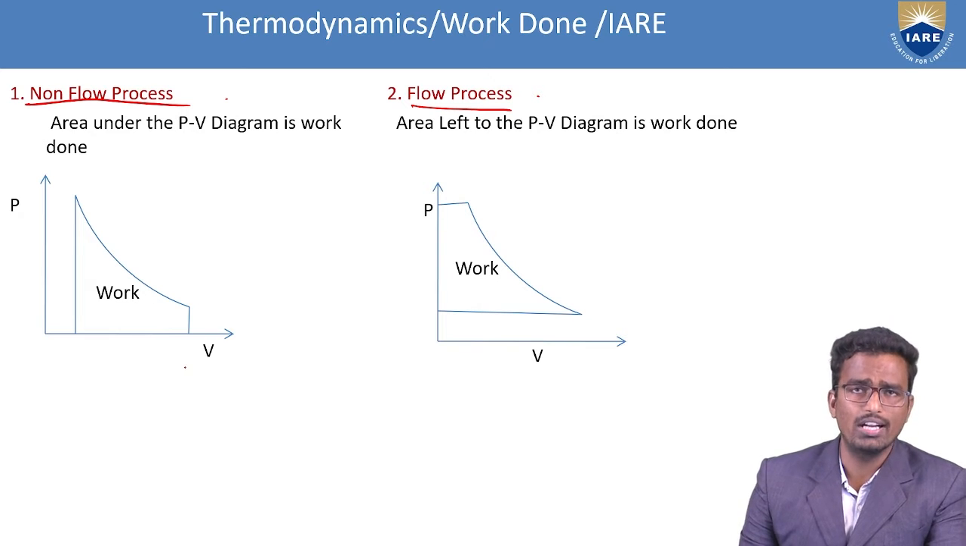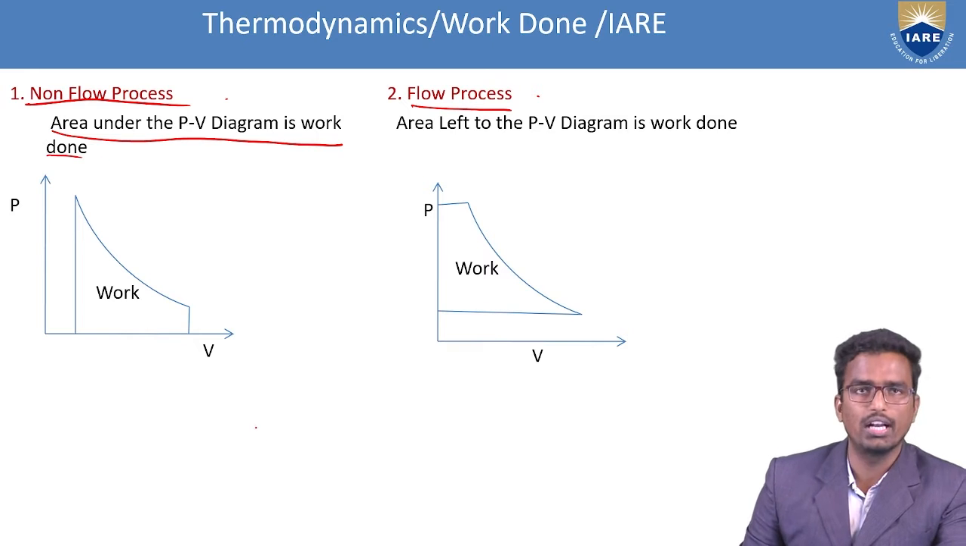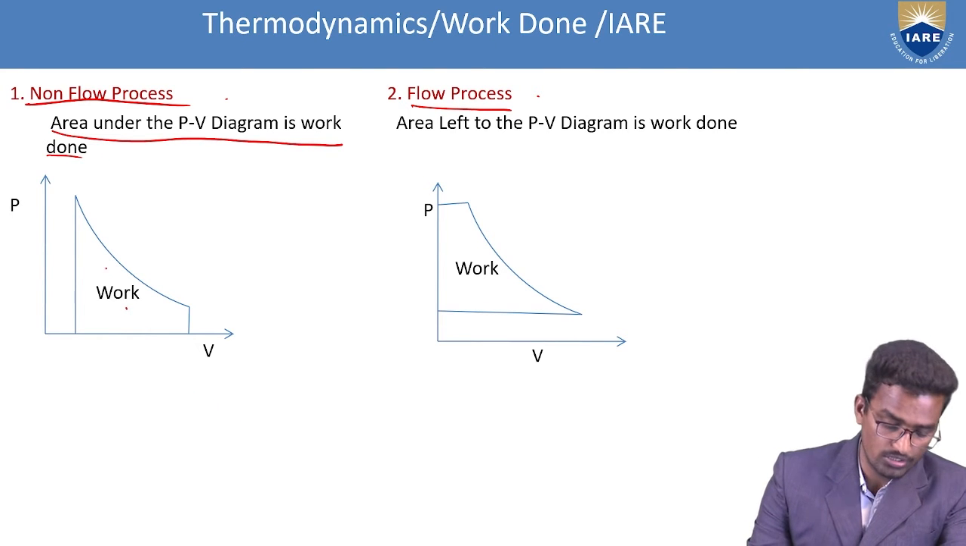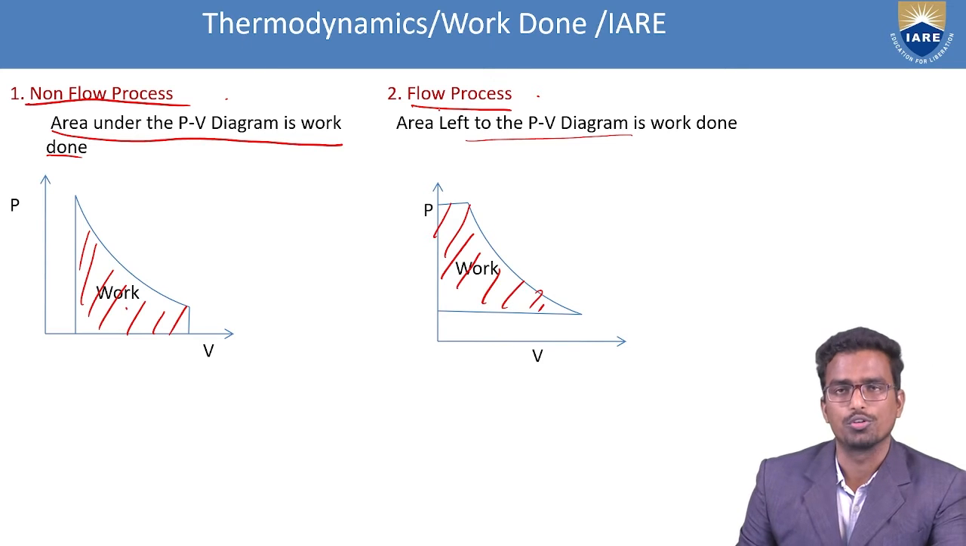We also learned previously that the area under the PV diagram is the work done for the non-flow process. That means this much area is called the work done. The area to the left of the PV diagram is called the work done for the flow process.